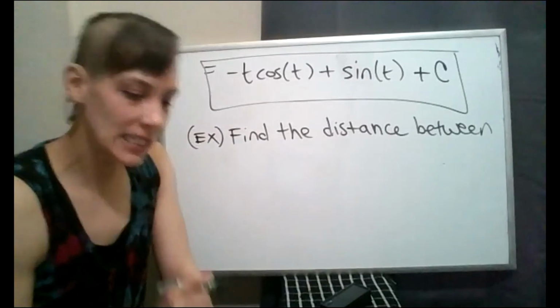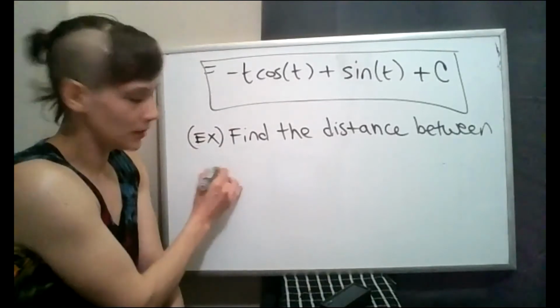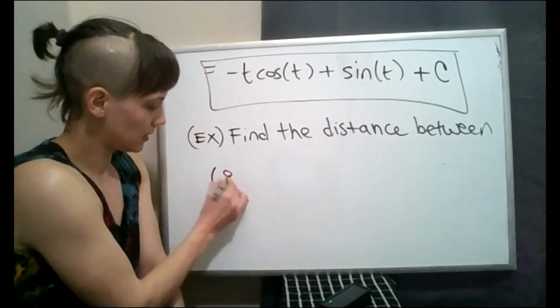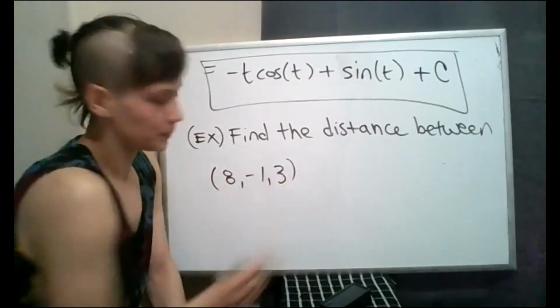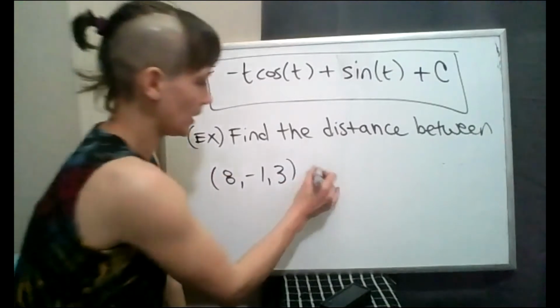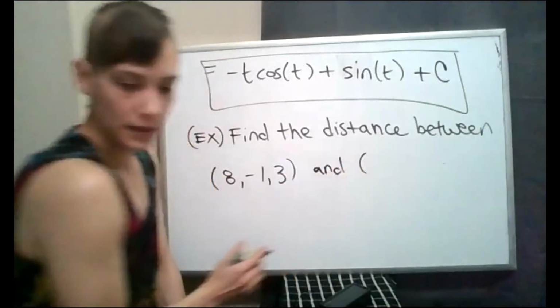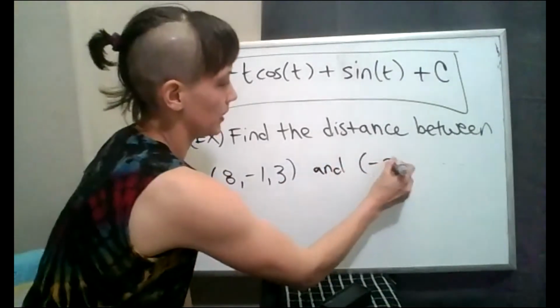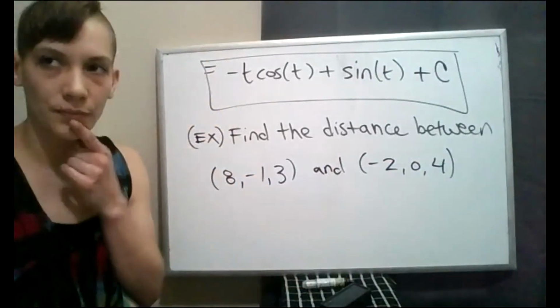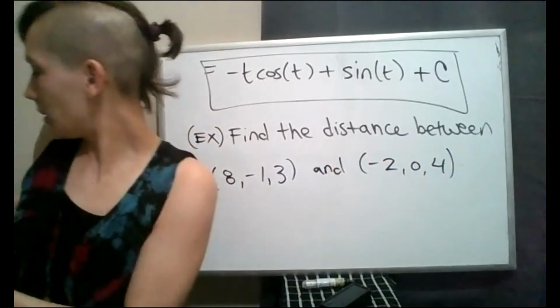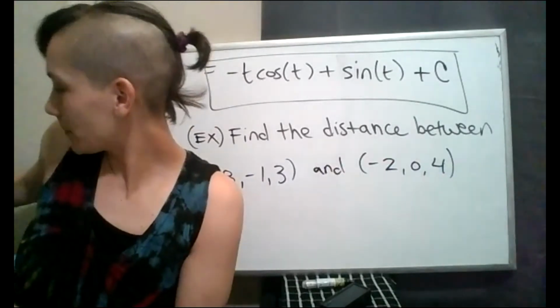First point is, let's do 8, -1, 3. Second point: -2, 0, 4.